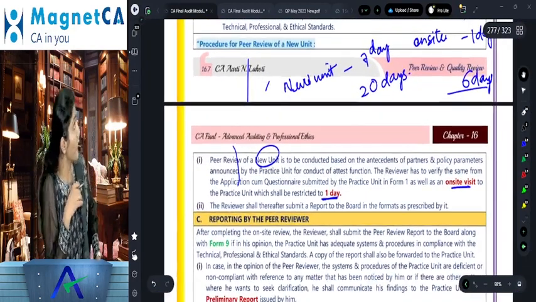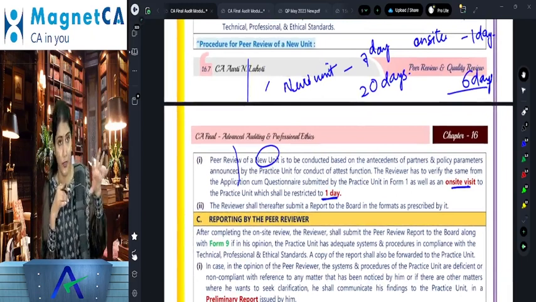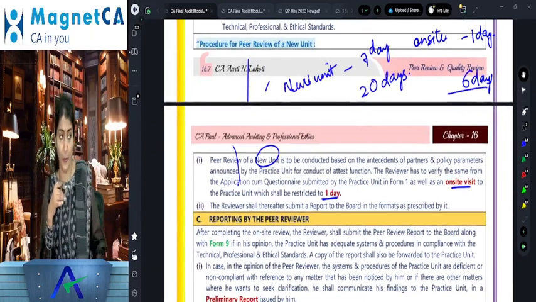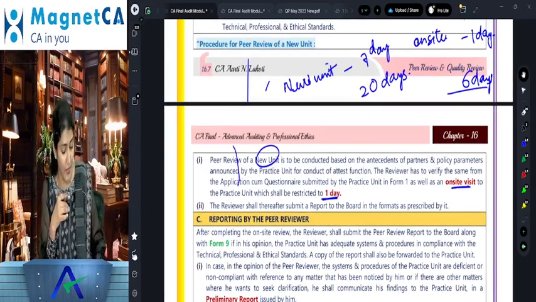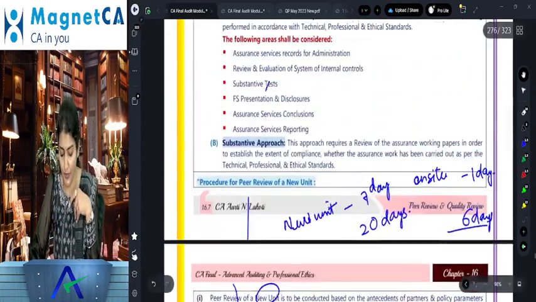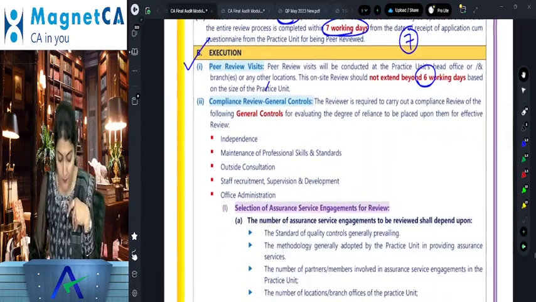Right, so practice unit, what does it say? Existing 20 working days, and on-site review should not extend the 6 working days. But for a new unit, the entire process is to be completed within 7 days, and on-site review should not exceed the 1 day.